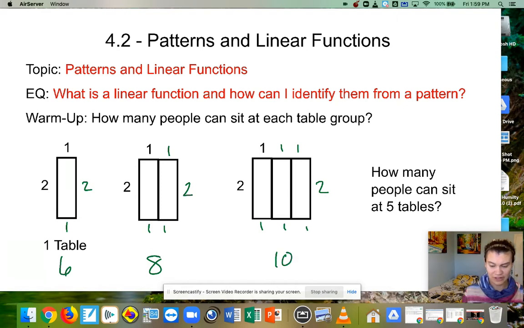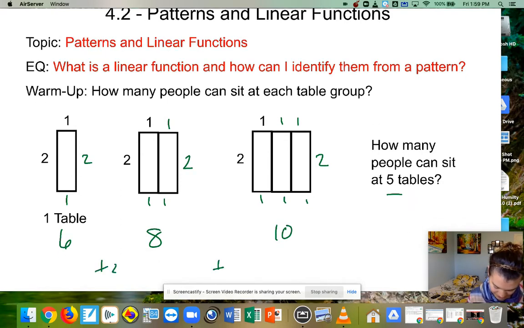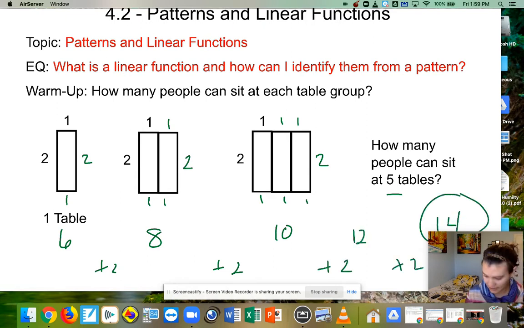So think of, well, now if we have 5 tables, what's going on? What are we doing each time? Well, we added 2 to get 8. We add 2 to get 10. So if we add 2 more, we'll get 12 for 4 tables, and add 2 more, we'll get 14 for 5 tables.